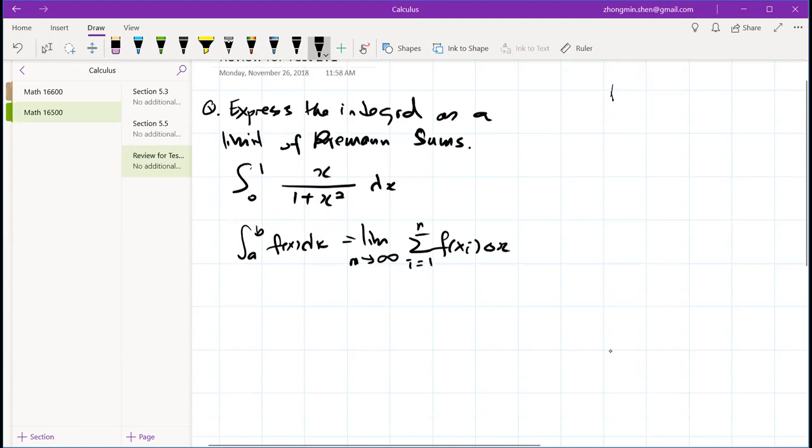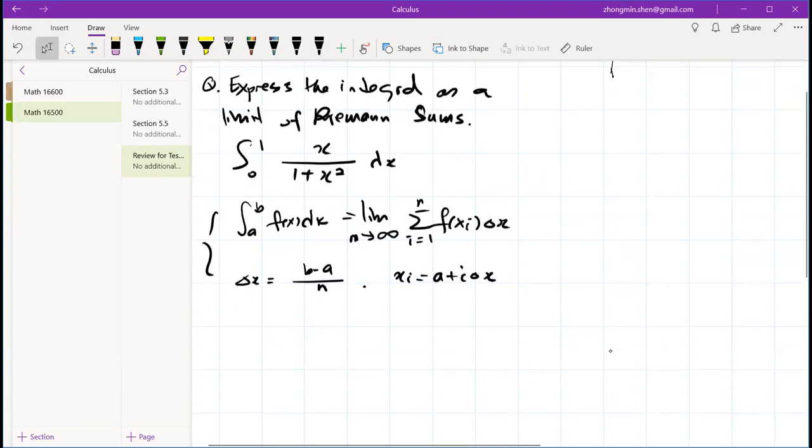The interval from a to b is given, right? So delta x is going to be b minus a divided by n, and xi is going to be a plus i delta x. This is the complete definition for the integral.